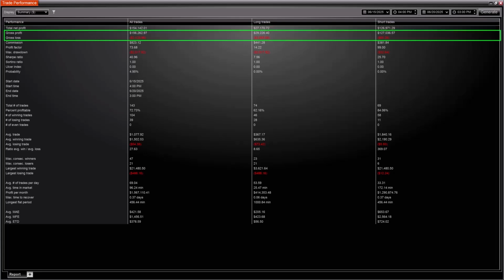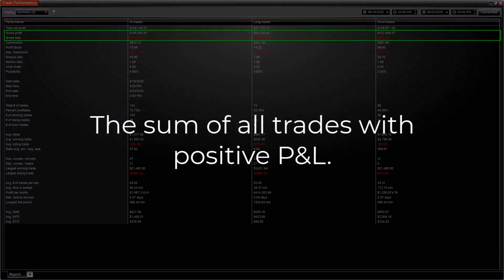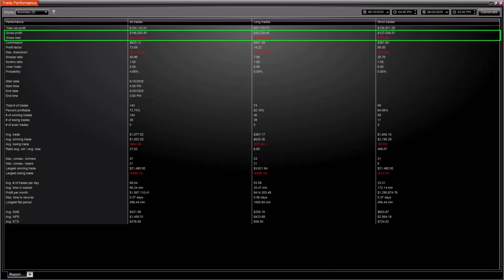Our next two statistical measurements are gross profit and gross loss. Gross profit is the sum of all trades with positive P&L. Gross loss is the sum of all trades with negative P&L. NinjaTrader calculates these by separately totaling wins and losses before netting them. Every individual entry is evaluated.